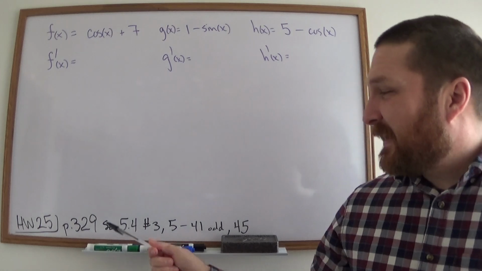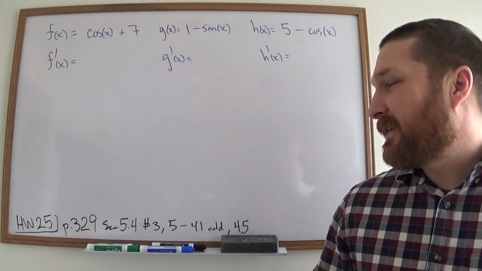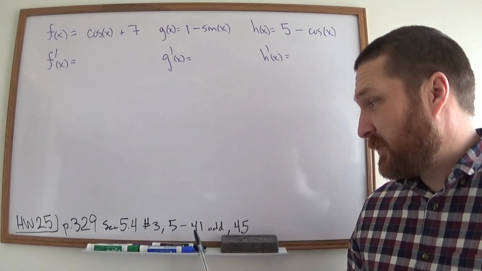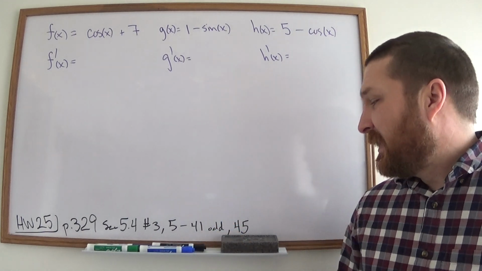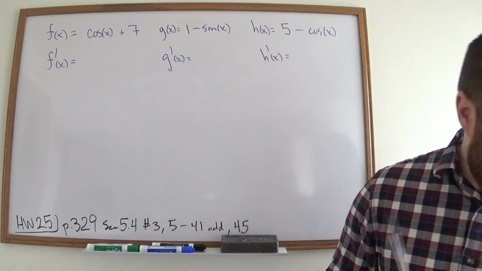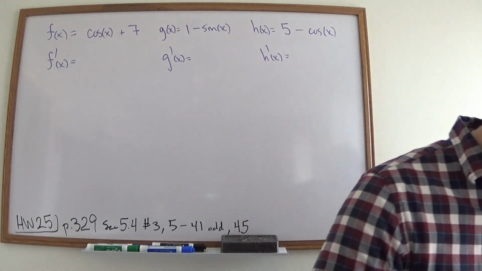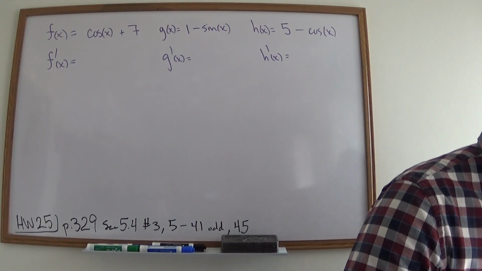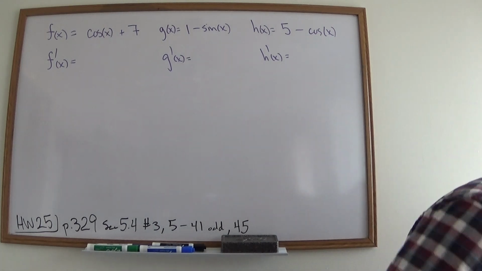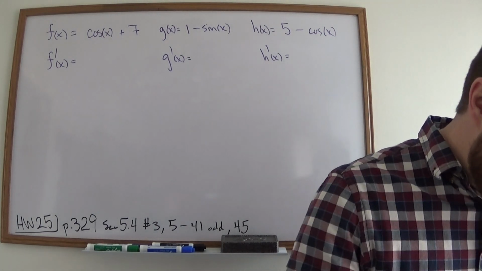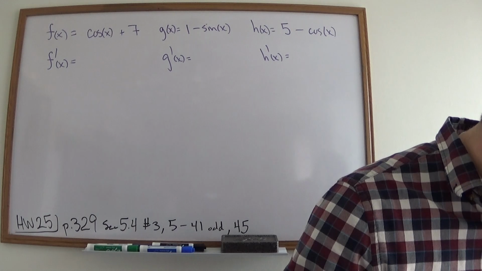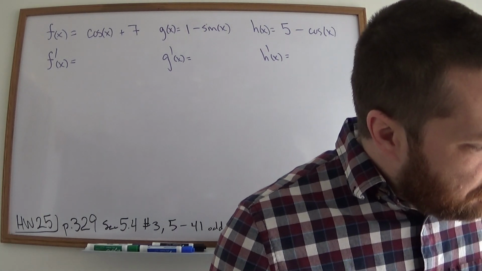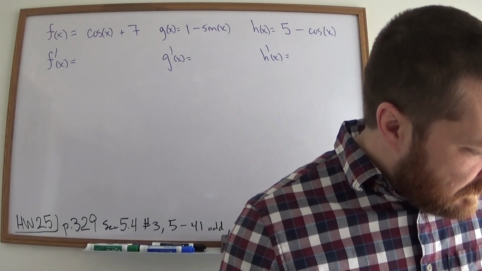Okay, homework 25 is page 329, section 5-4. Number 3, then numbers 5 through 41 odd. That's a lot. And then number 45. I don't think I need to say anything about 45 because it tells you explicitly what to do. If you're confused about it, just read it again, and there shouldn't be any problems. But I do want you to do that one. So this is a lot.